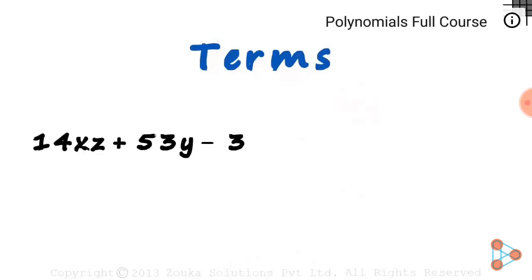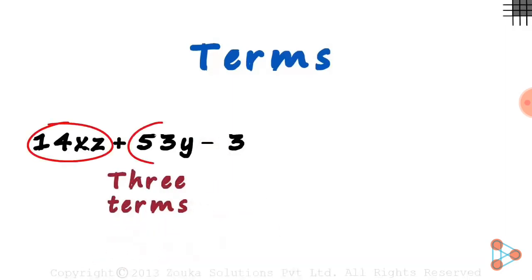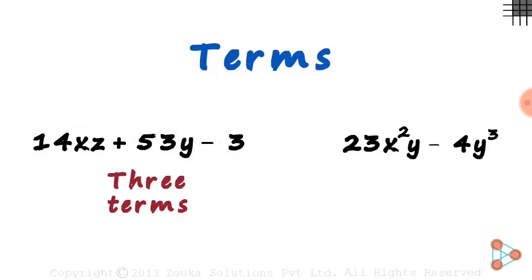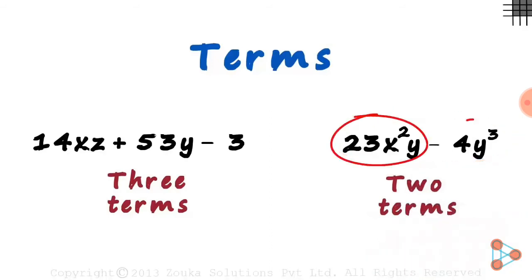14xz plus 53y minus 3. There is a plus as well as a minus sign here, which means that we have three terms: 14xz, 53y and 3. The second expression is 23x squared y minus 4y cubed. This expression has just two terms, 23x squared y and 4y cubed.